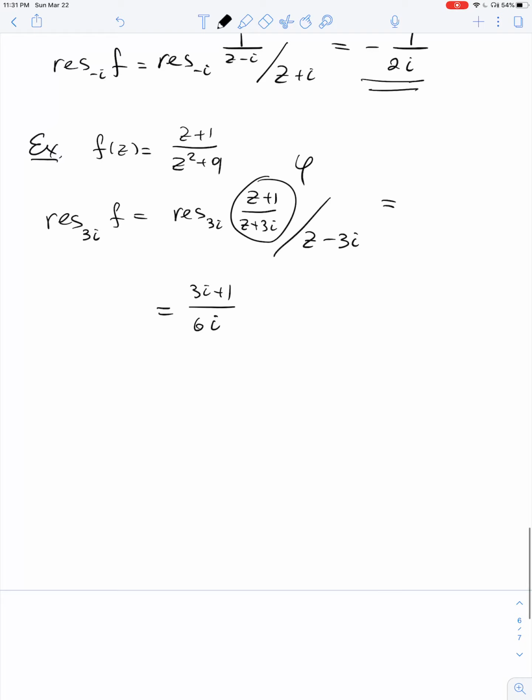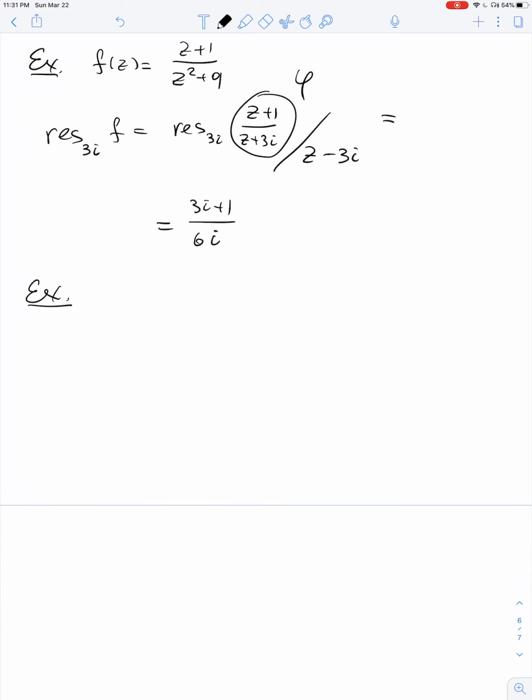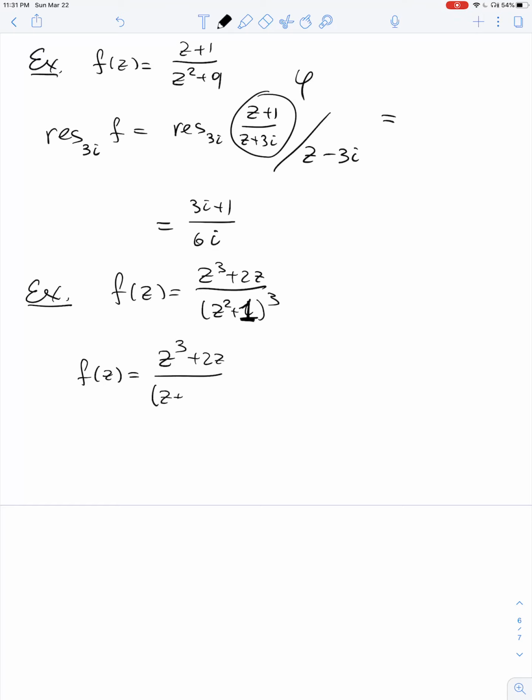Okay, let's do one more example. Let's do, for example, z cubed plus 2z, so that's also from the book. Let me do something funny here. Let's do 1 over z squared plus 1, cubed, sorry. Okay, so I'll do residue at i. But first I'll write f like this, so I'll factor the denominator. I get z plus i cubed times z minus i cubed. So if I need the residue of f at i, I'll write it like this.